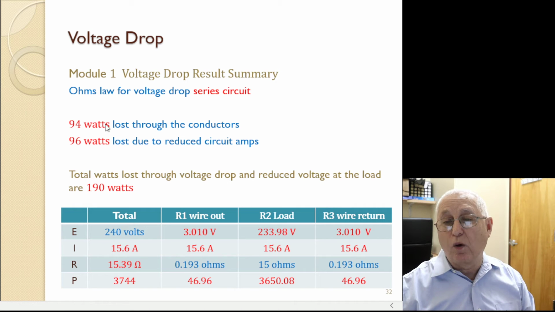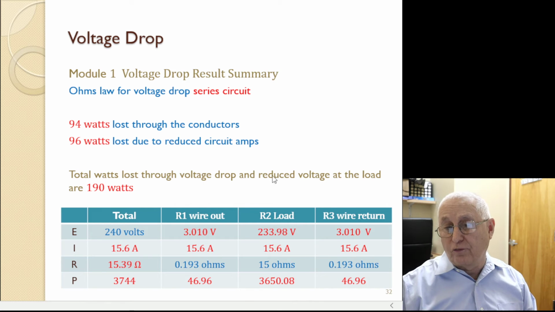We have 94 watts lost through the conductors, 96 watts lost due to reduced circuit amps. Kind of rounded off here. The total watts lost, the voltage drop, and the reduced voltage at the load are 190 watts when we add this all together. Here, this is the 240 volt supply. Here's our series circuit resistance of 1.193 ohms, 15 ohms at the load resistance, 0.193 ohms for the wire going out, total resistance of 15.39.